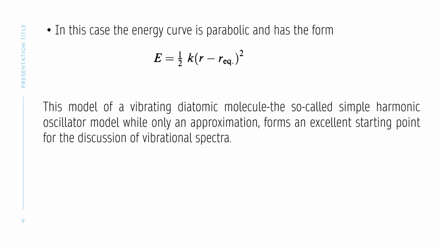In this case, when we consider the molecule just like a spring, the energy curve is parabolic, and it has the form E equals half k (R minus R equilibrium) squared. The model of the vibrating diatomic molecule, the so-called simple harmonic oscillator model, while only an approximation, forms an excellent starting point for discussion of vibrational spectra.